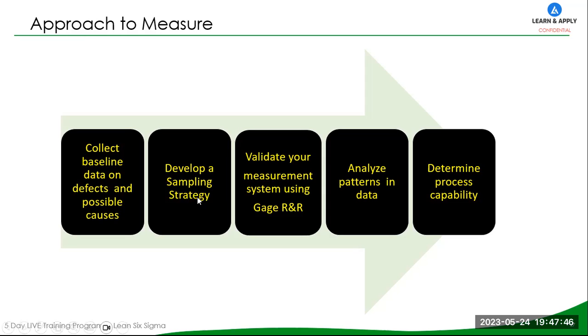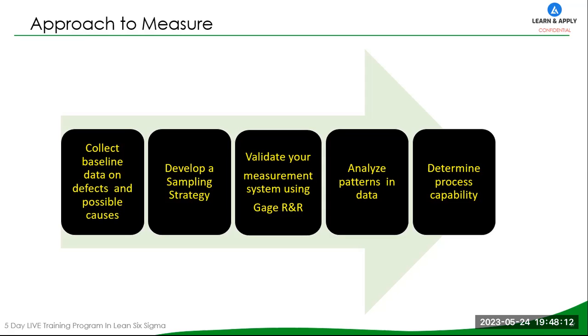Once we define that, then we need to validate our measurement system. For that purpose, we are going to use various tools, like the type 1 gauge study, linearity and bias study. We are going to use the gauge R&R, right? We are also going to use the attribute agreement analysis. By using them, we validate whether our measurement system is capable or not. If it is not, then we need to first improve our measurement system.